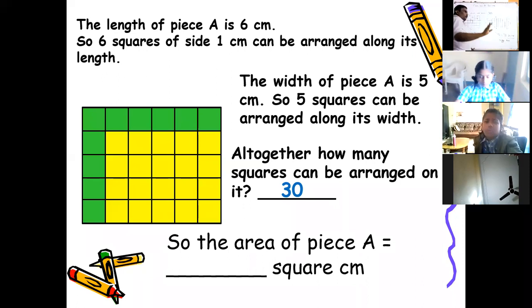Sir, I have a doubt. Wait. Area: every time drawing 1 centimeter boxes and counting is not possible, it takes time. So we are going to give a formula. Whenever a rectangle has length and breadth, area will be length into breadth. This is the formula we are going to use now.